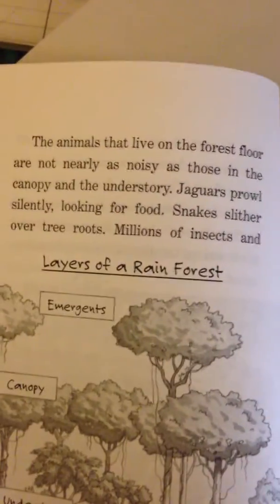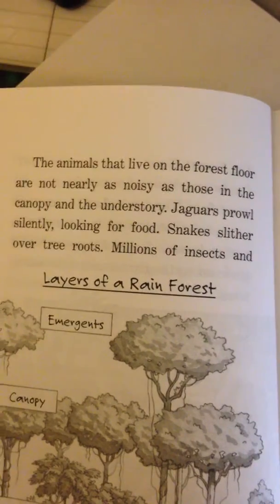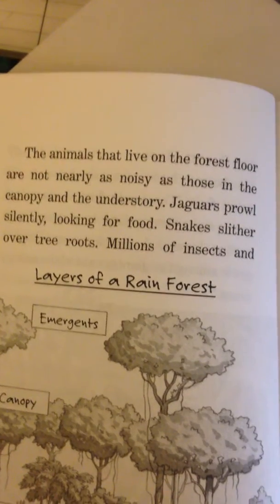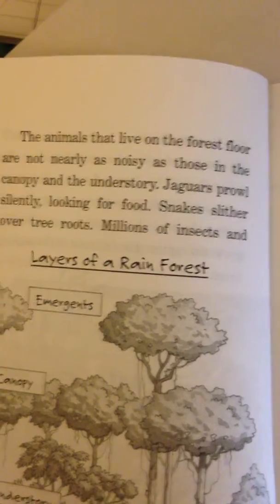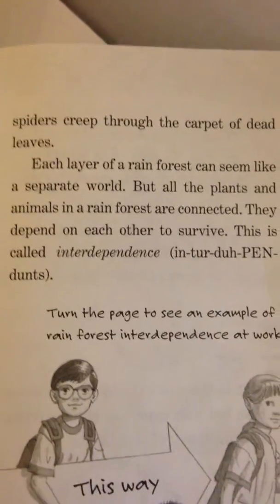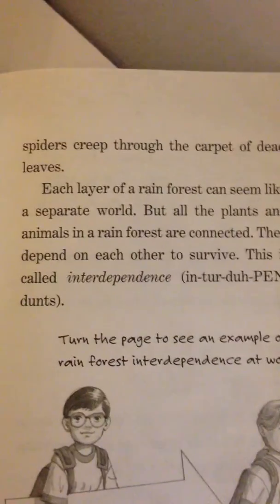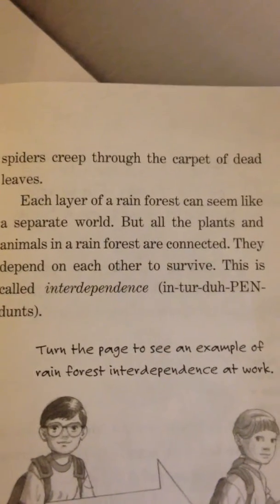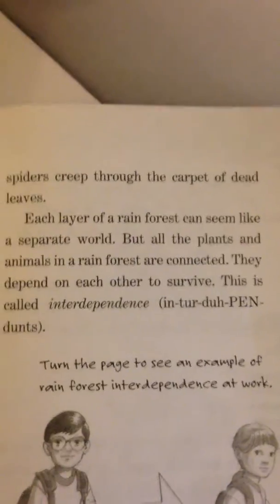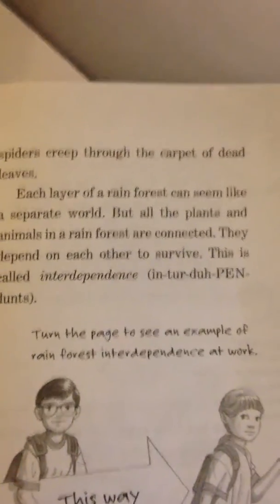Okay. The animals that live on the forest floor are not nearly as noisy as those in the canopy and the understory. Jaguars prowl silently looking for food. Snakes slither over tree roots. Millions of insects and spiders creep through the carpet of dead leaves. Each layer of a rainforest can seem like a separate world, but all the plants and animals in a rainforest are connected. They depend on each other to survive. This is called interdependence. Let's take a look at the picture over here.